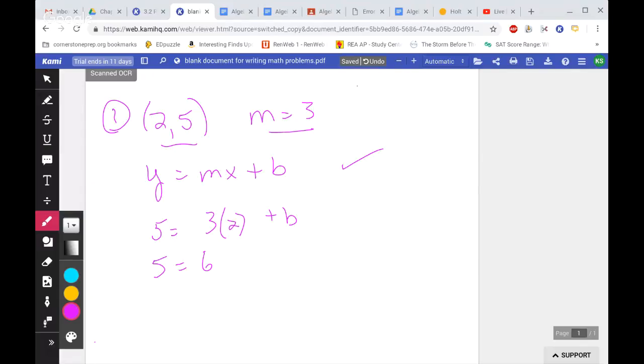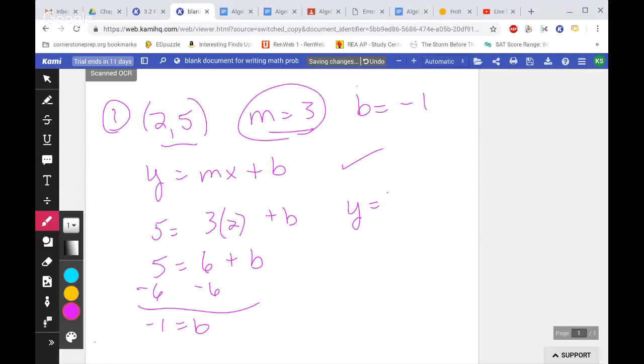So I've got 5 equals 6 plus b. I'm going to subtract 6 from each side. It gives me -1 equals b. So now I know my slope, and now I know my b. To put it in slope-intercept form, I've got y equals 3x minus 1. And that's my answer.